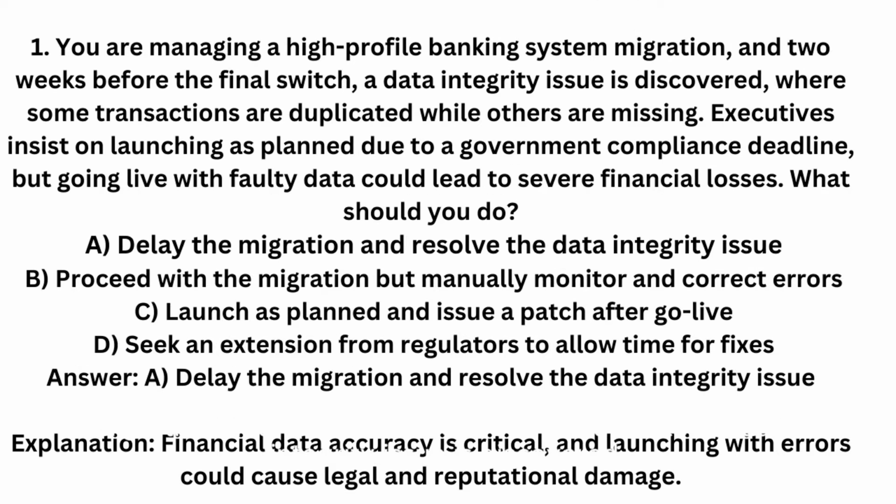1. You are managing a high-profile banking system migration, and 2 weeks before the final switch, a data integrity issue is discovered, where some transactions are duplicated while others are missing. Executives insist on launching as planned due to a government compliance deadline, but going live with faulty data could lead to severe financial losses. What should you do? A. Delay the migration and resolve the data integrity issue. B. Proceed with the migration, but manually monitor and correct errors. C. Launch as planned and issue a patch after go live. D. Seek an extension from regulators to allow time for fixes.